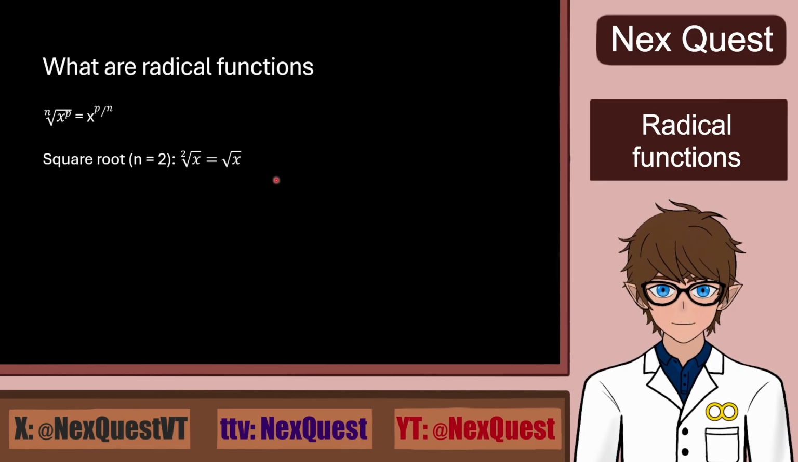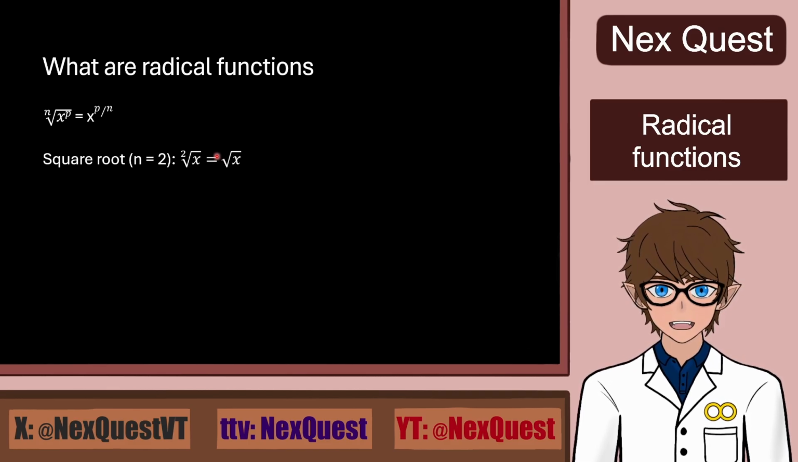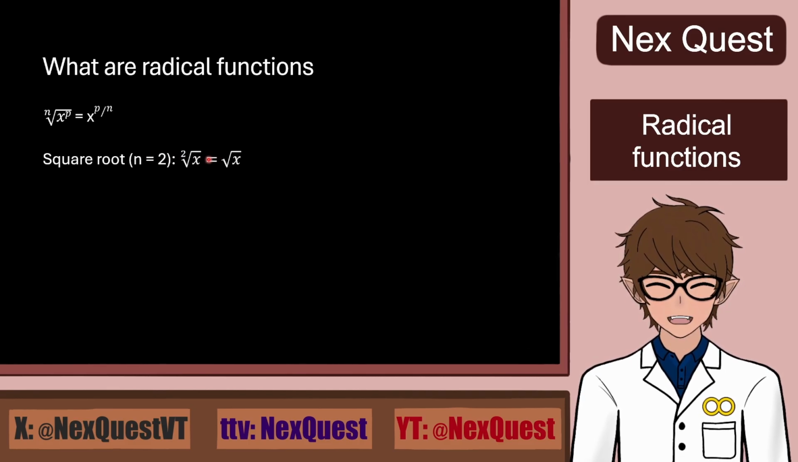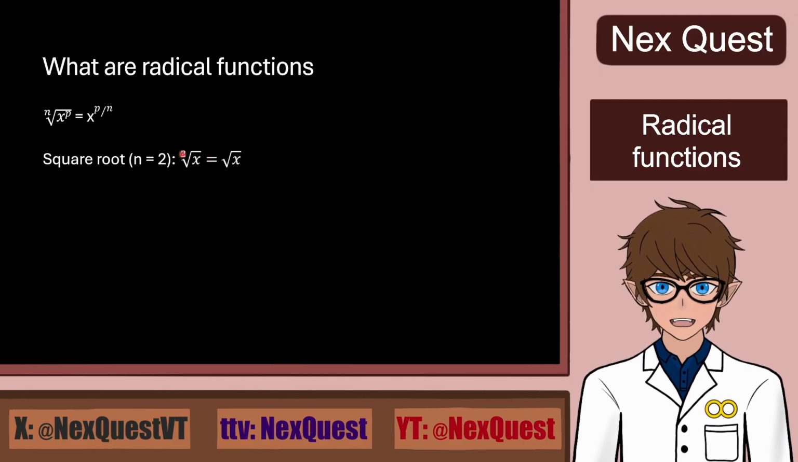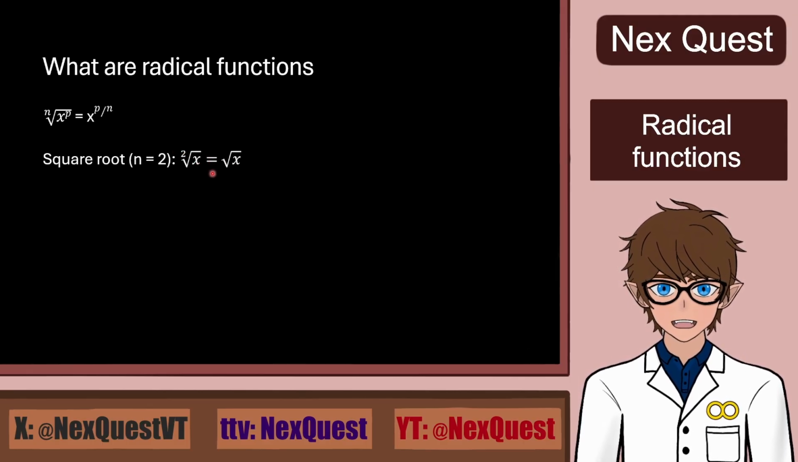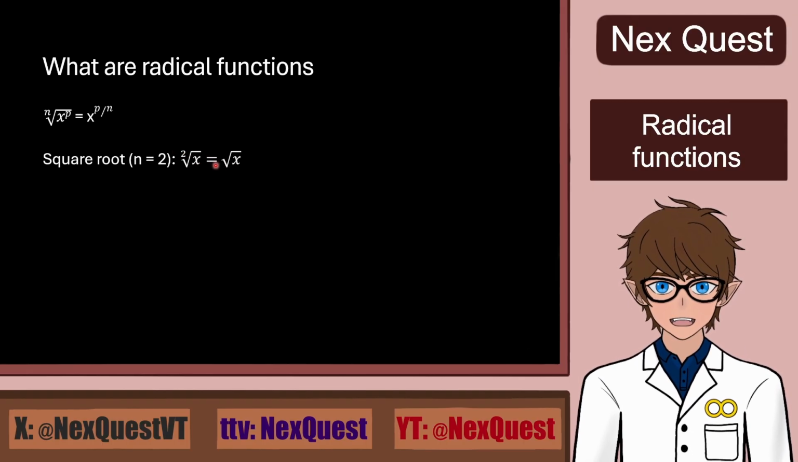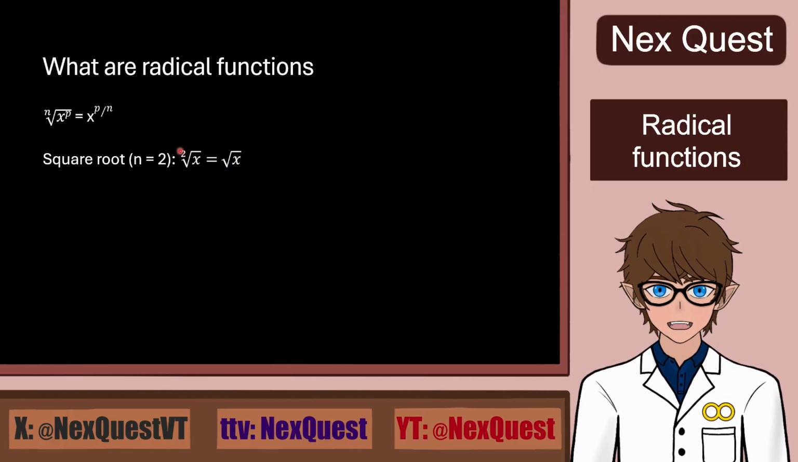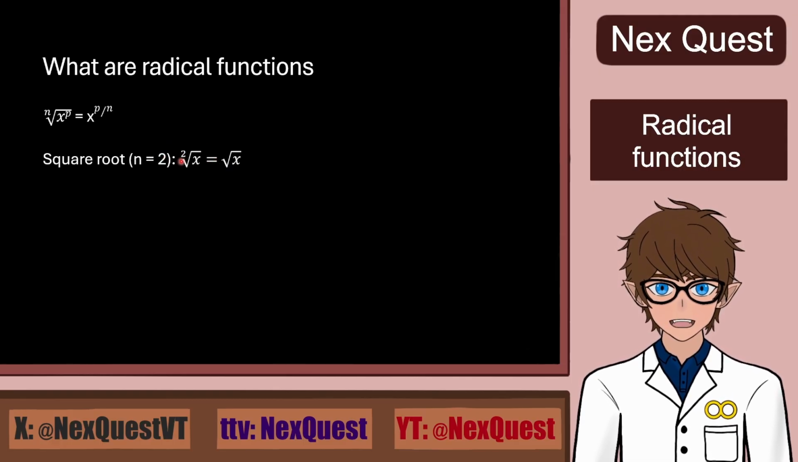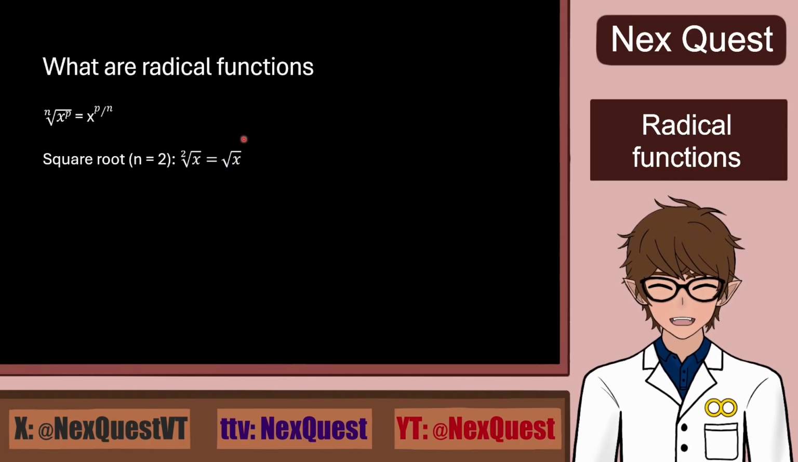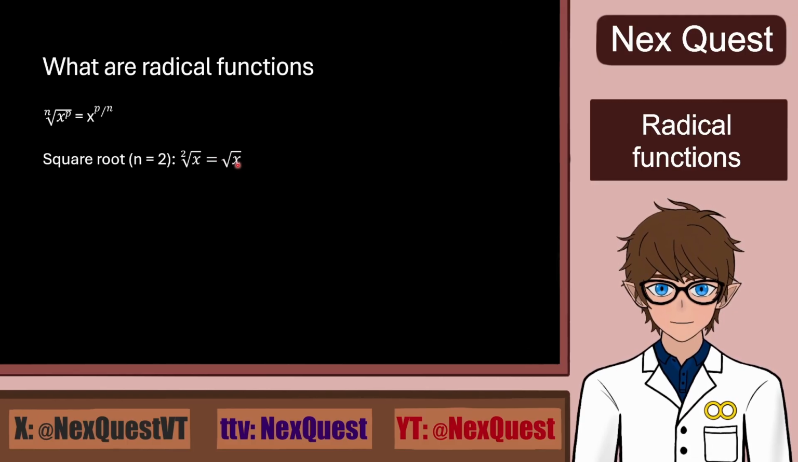So this is how a square root would look like. So p is equal to 1 and n is equal to 2. Another way of writing square roots is without the index completely. So anytime you would have an index or power of the root 2, you can just omit it. And this also means the square root of something.